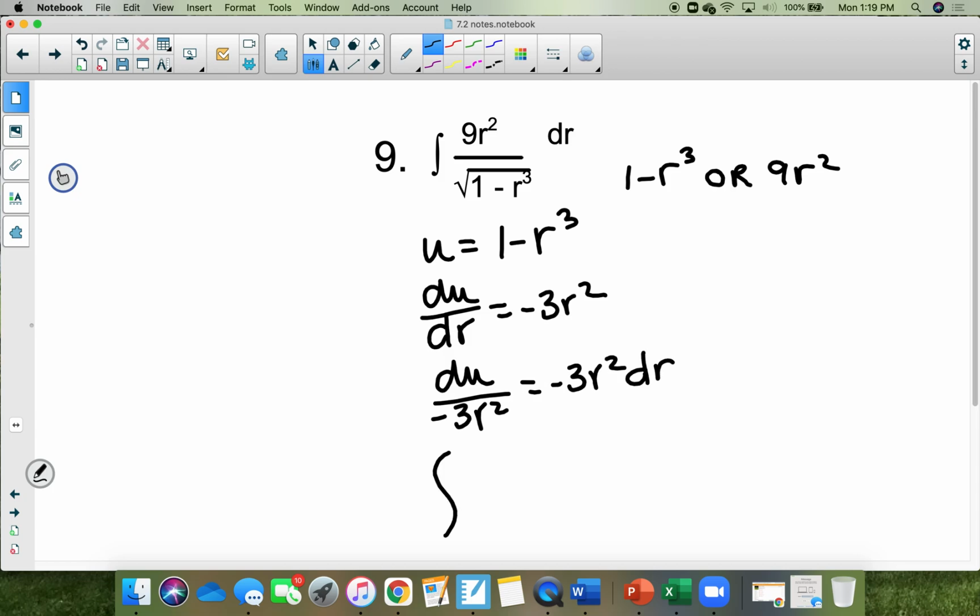Okay, so you're going to leave the 9r to the second. You're going to replace the square root of u. You're going to write what the negative 3r squared dr.